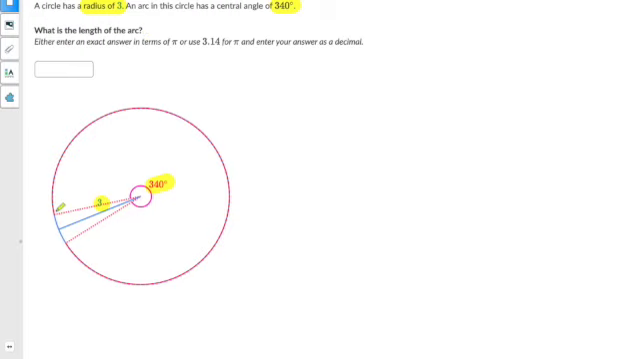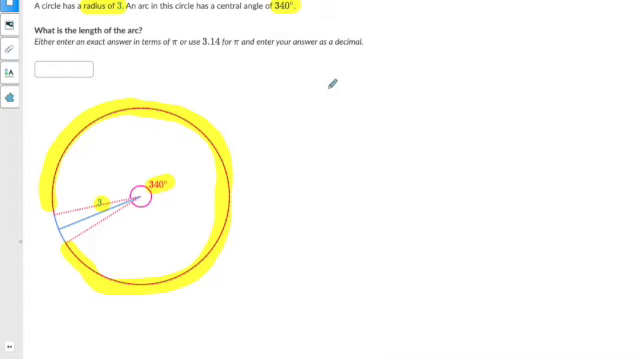So we want to find the arc length, and that means we want to find the length of this red portion that is, they say, subtended by this central angle of 340 degrees. Now, what they don't give us is the circumference of the circle. So I think maybe that might be what Khan left out or glossed over.